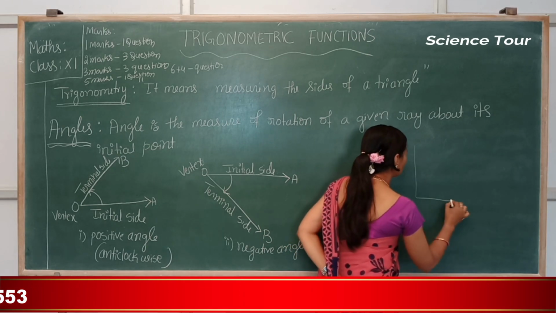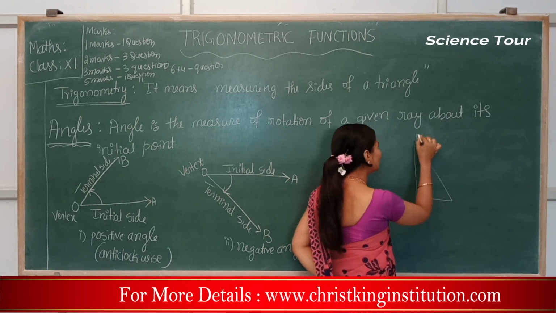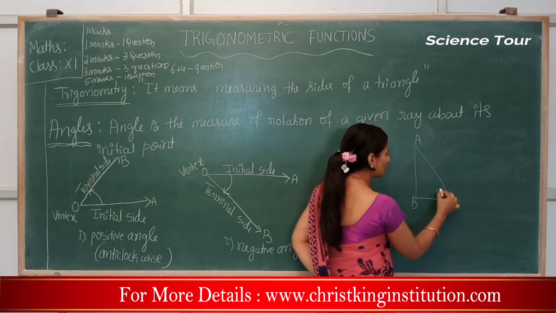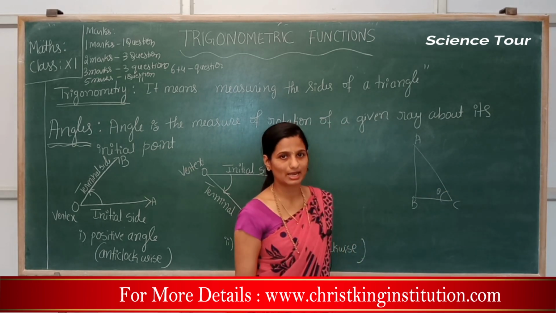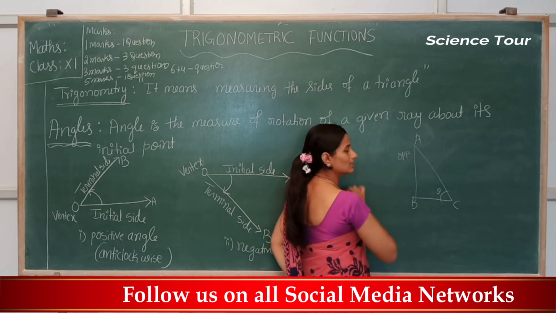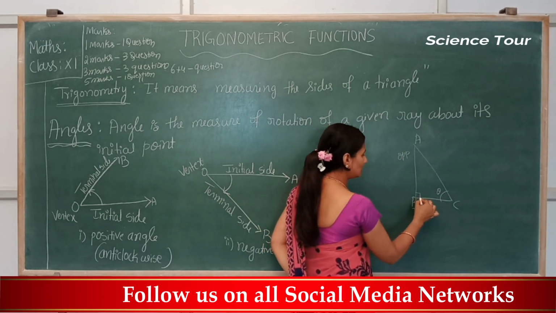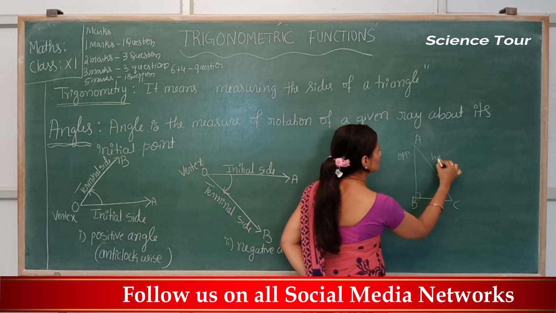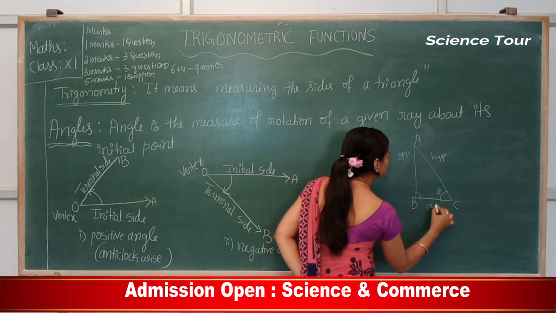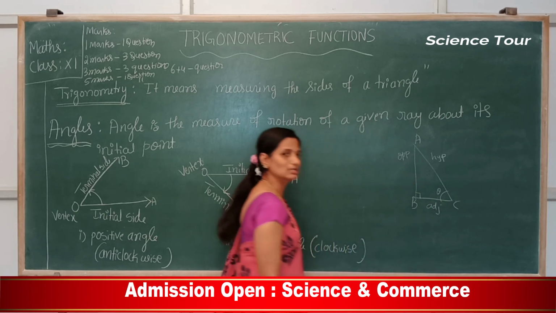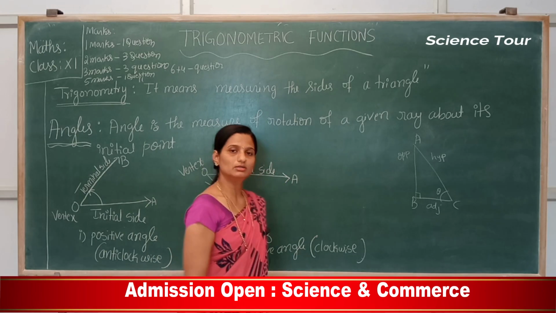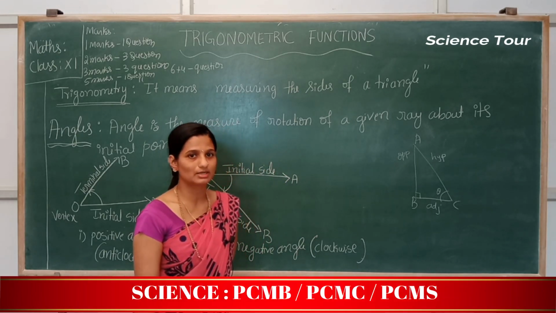I am just recalling those. If it is a right angle triangle ABC and this is your angle theta, then this side is called the opposite side. This is 90 degrees, so the side opposite to it is the hypotenuse. And this is your adjacent side. Now we will write the 6 trigonometric definitions.